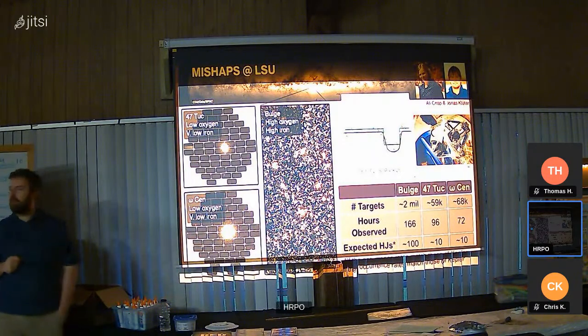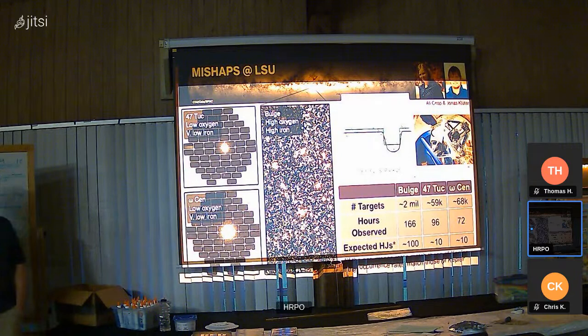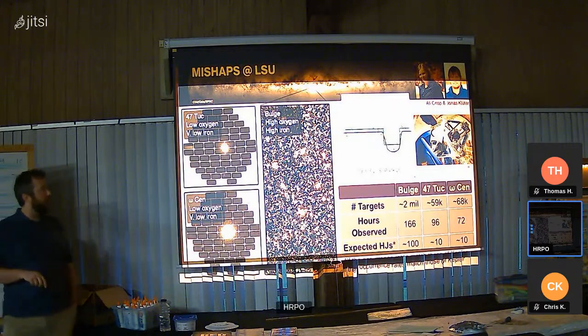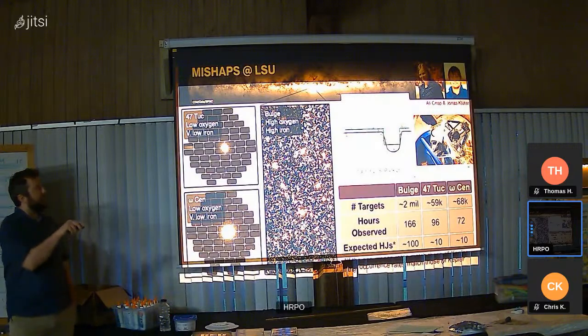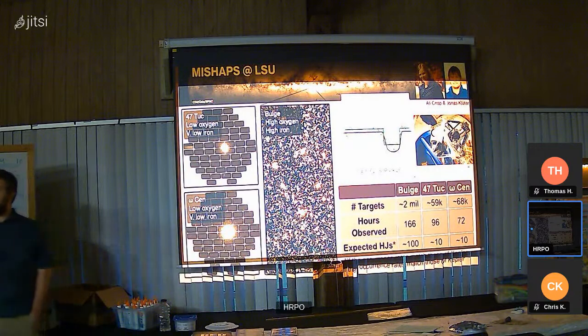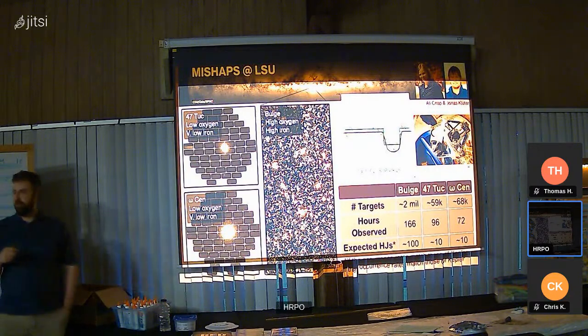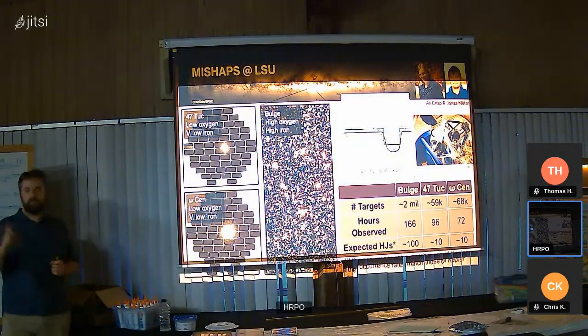The closer the planet is to the star, the more quickly it goes around, the more times it repeats, and the higher the probability it actually passes in front of the star from our perspective. And so that allows us, if we measure the brightness of the star precisely enough, to detect the presence of the planet.